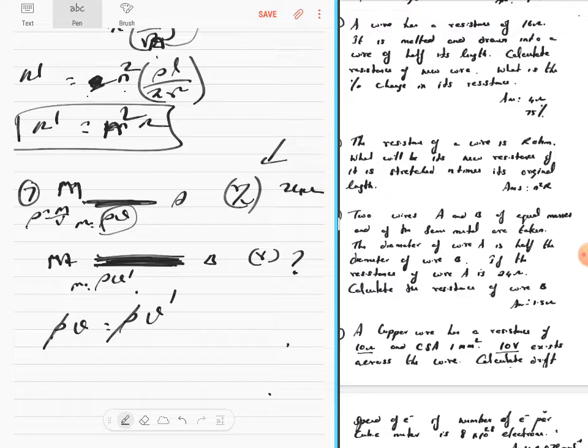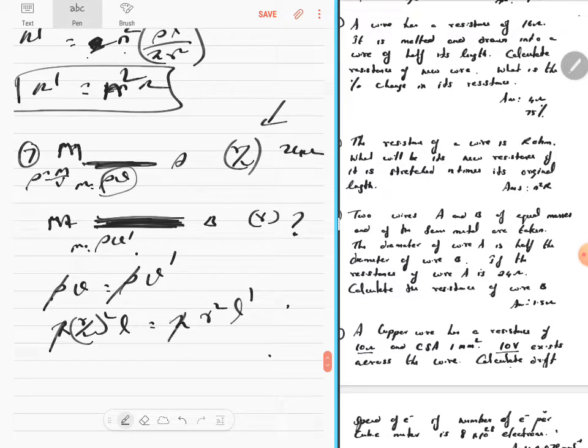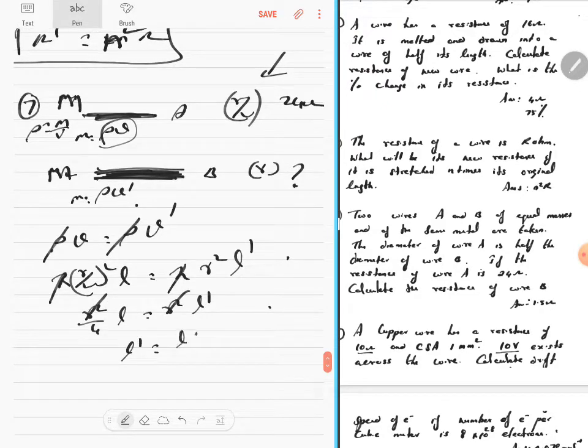So volume of the first wire is pi r square h, which is pi r square L, which is pi (r by 2) the whole square into L, equal to pi r square into L dash. Pi and pi get cancelled. So r square by 4 into L is equal to r square into L dash. R square gets cancelled. So L dash is equal to L by 4, the new length.